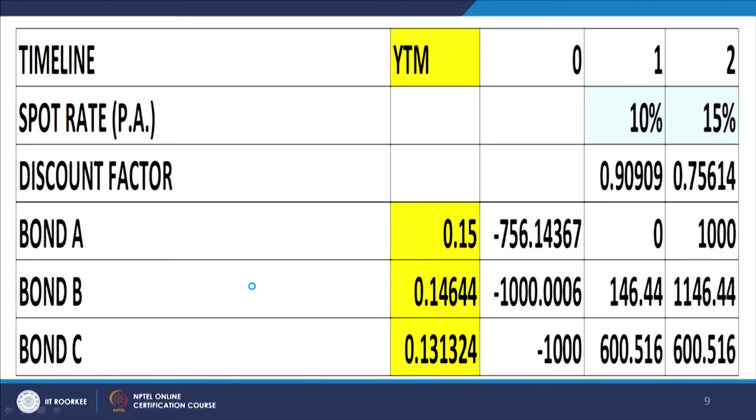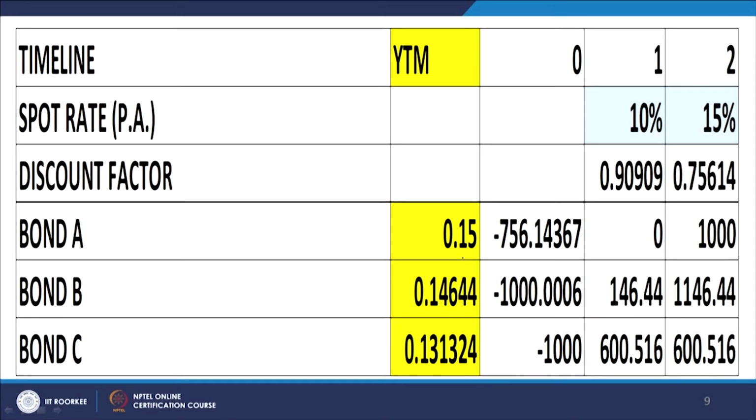In the case of bond A, it is 0 and 1000. In the case of bond B, it is 146 and 1146. In the case of bond C, it is 600 and 600. And now we look at the YTM figures. Bond A, it is 15%, which is the spot rate for 2 years. Bond B, it is 14.64%, which is lesser than 15%.